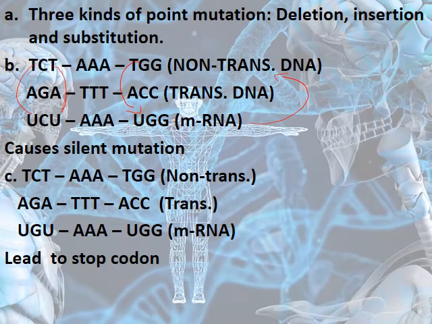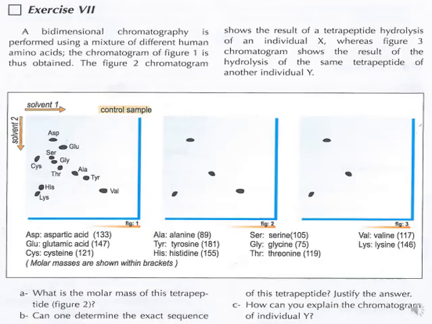So this will cause a silent mutation, whereas in the second, the transcribed TCT, AA, TGG, this will lead to the same amino acid, and this will lead to the stop codon UGG, UGU. Okay, so this will lead to the stop codon.